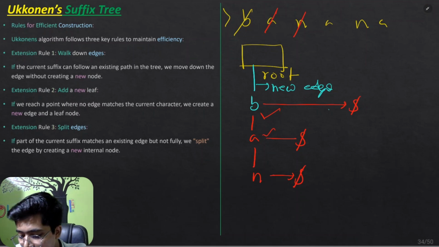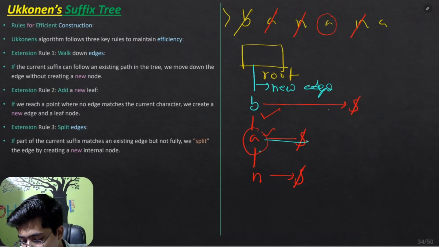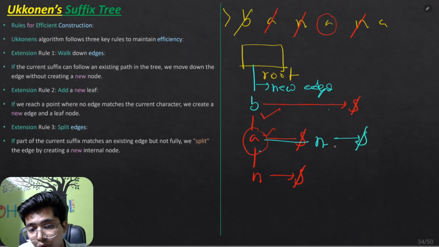After we have worked with this character, now look, A. This A is already available here. So instead of creating a new edge, we will just come to this section, and after that there is N. So we will be inserting that N. From here we insert this N, and the $ comes after it. So after that we have inserted AN.